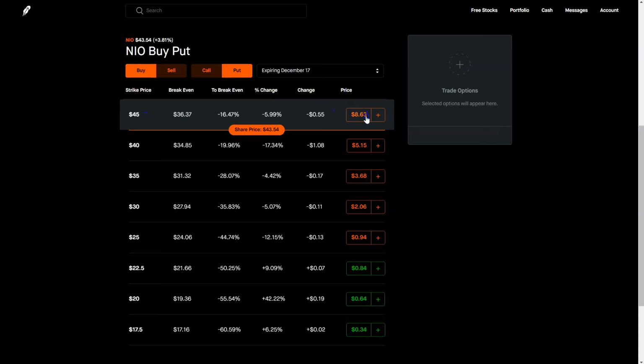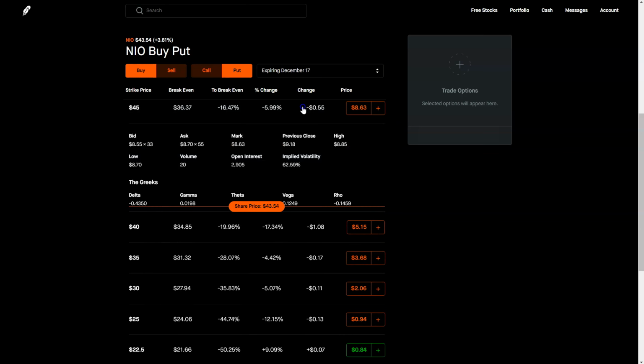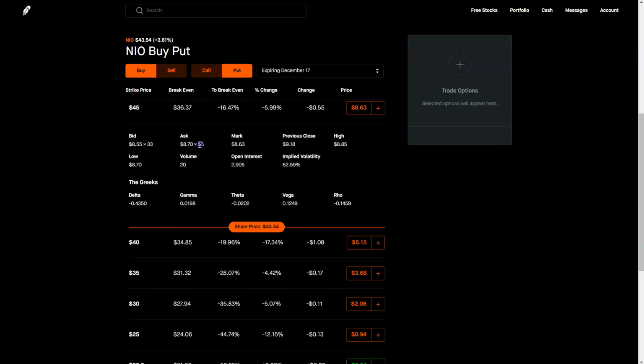And this says $8.63, but that's not actually $8.63. If you're buying it, you're going to pay the ask price, which is $8.70, and it's $8.70 per share, and one contract is 100 shares, so it's actually $870. Okay, so $870 is what this contract would cost. If the stock does not fall below $45 before December 17th, or if I don't execute the contract, it will expire and I'll lose my premium, my $870 that I paid for it.